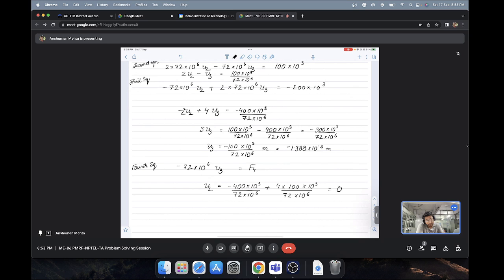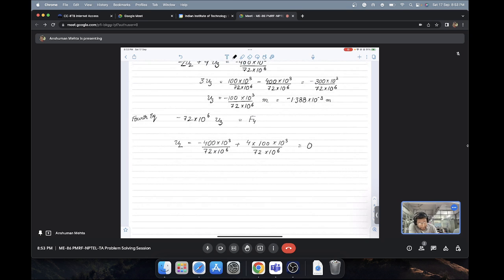The vector is coming 0. So F2 is 0, F1 is 0. There is no reaction force in one wall, and F4 is minus 72.